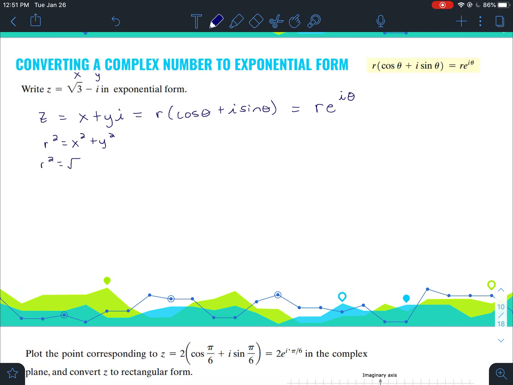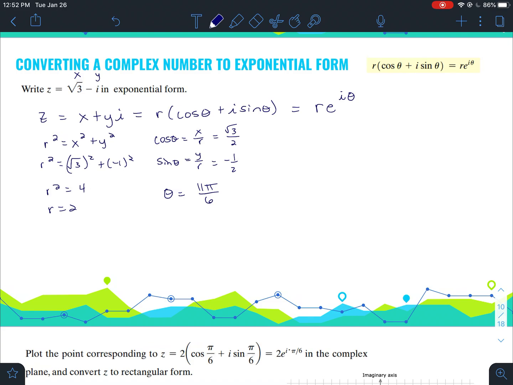So r squared is going to equal the square root of 3 squared plus negative 1 squared. And so r squared is going to equal 4. R is 2, just like what we found from before. And then again, if we wanted to find theta, well, we know cosine theta is x over r, and sine theta is y over r. So just like we did in our previous slide, x over r would be square root 3 over 2. Y over r would be negative 1/2. And we found theta. This would have to be in the fourth quadrant, and it's a pi over 6, so it'll be 11 pi over 6.